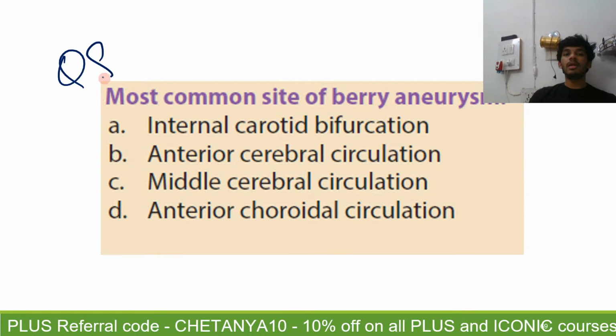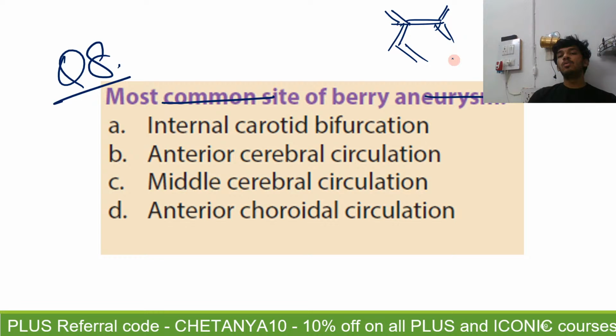Question number 8. Most common site of berry aneurysm. Now, berry aneurysm is the most common cause of subarachnoid hemorrhage, and in the circle of Willis, this is the hexagon or the circle of Willis. Anterior communicating artery. Here, anterior communicating, anterior cerebral artery. Anterior.